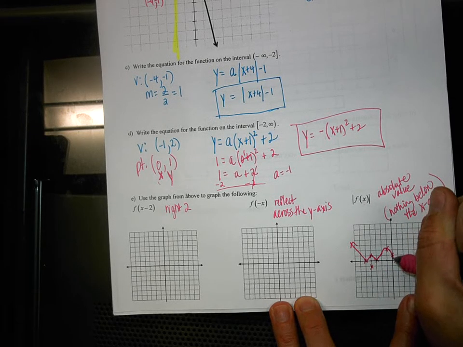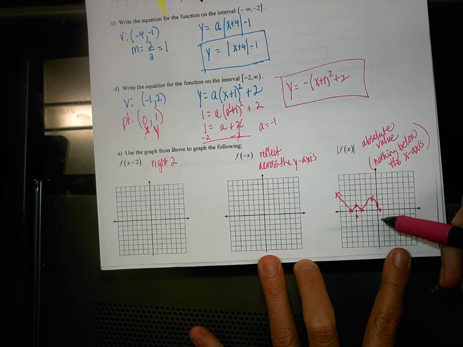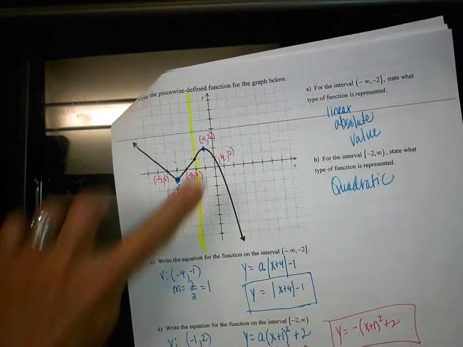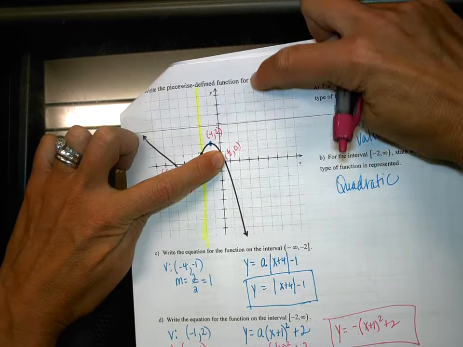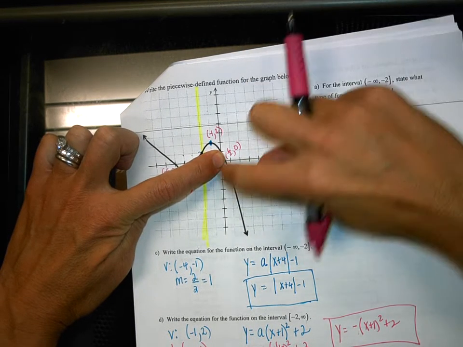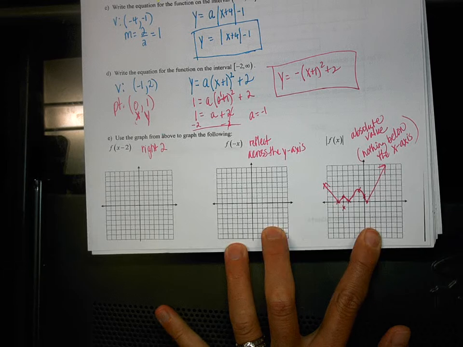And then what do you think is going to happen at this point? If you think about the reflection, this is going to be up here, so it's just going to shoot out going that direction now. And so that would be your absolute value.